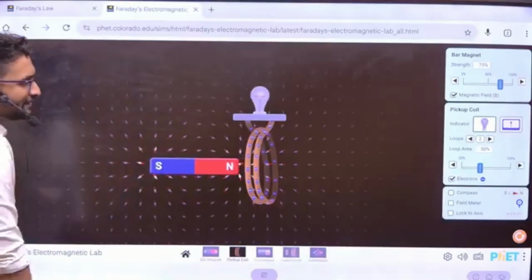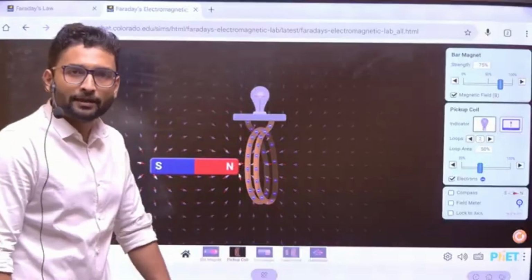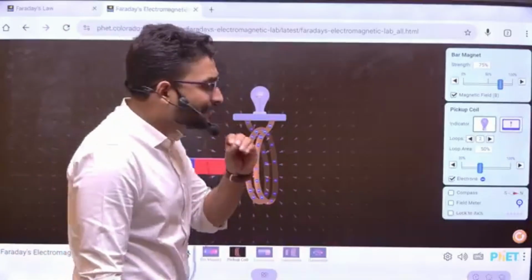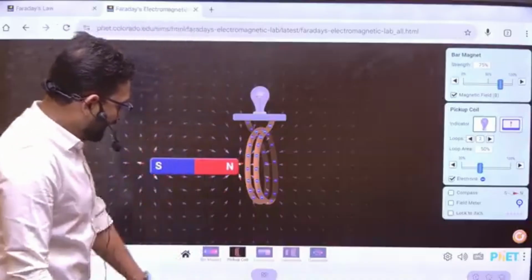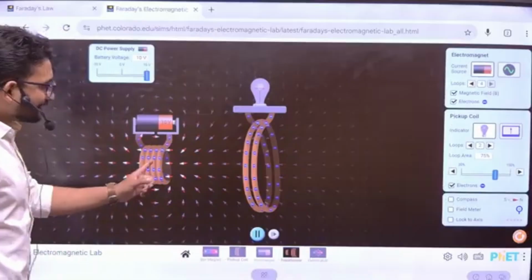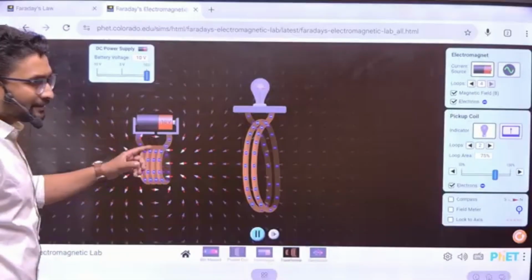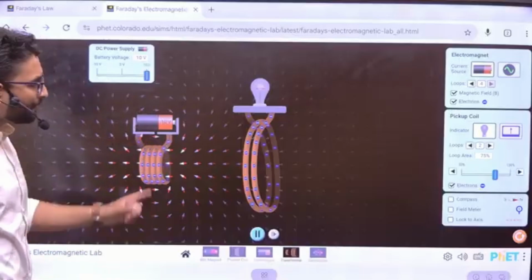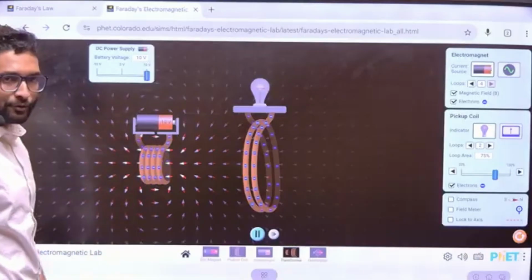If I don't change it, there is no glow in the bulb. So that's why I say the change in magnetic flux is very, very crucial. Now the other one, when this time you see the magnet is being changed by this another coil where a battery is connected, that means current is flowing.